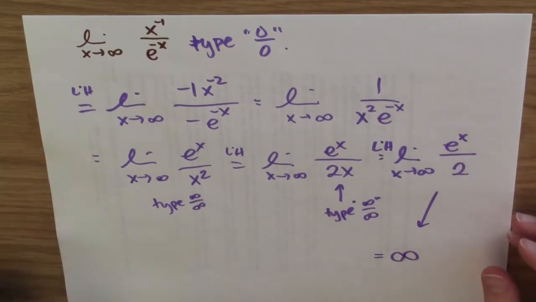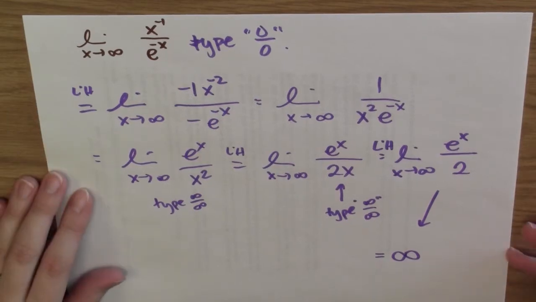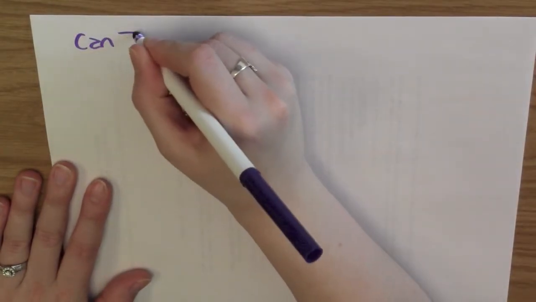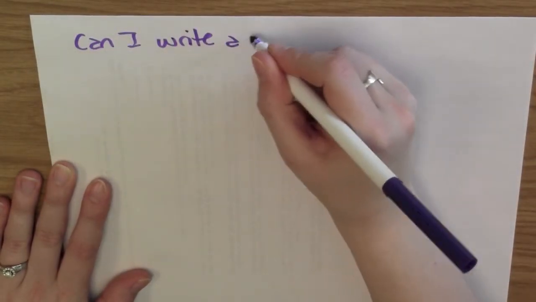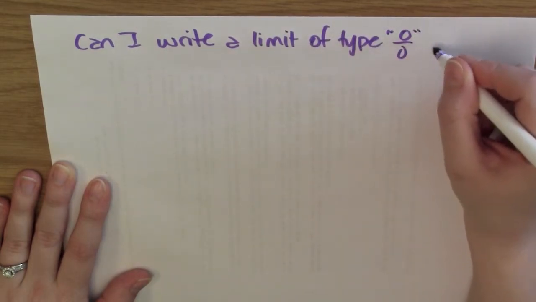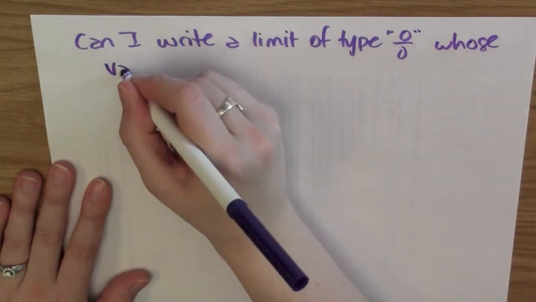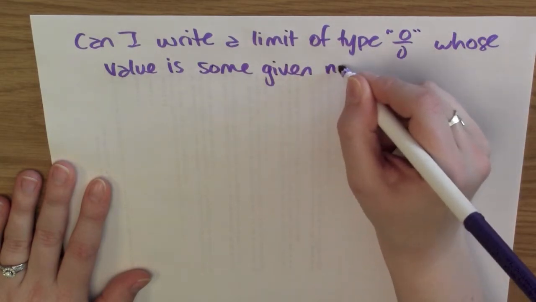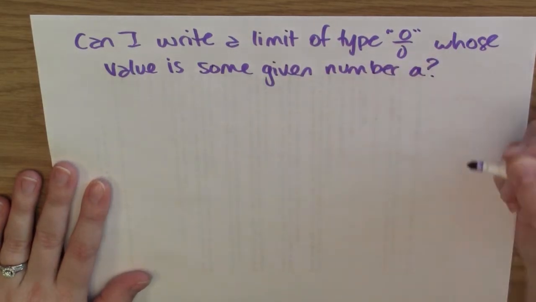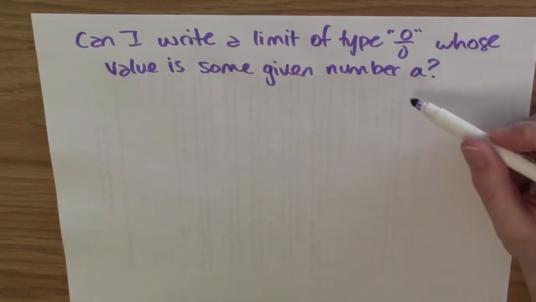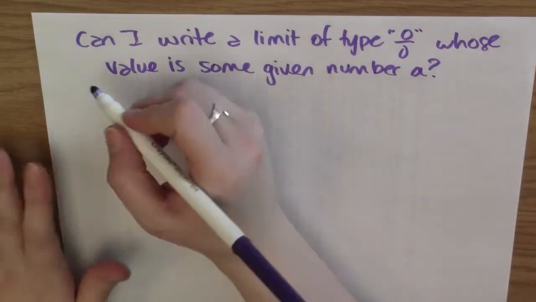Right, so I've gotten 1 for my answer, I've gotten 1/2 for my answer, I've gotten infinity for my answer. Again, I think that maybe I ask, can I write a limit of type 0 over 0, whose value is some given number a? So again, a can be any number, and I basically want to show that this 0 over 0 type can have any answer at all. And the answer is still yes.